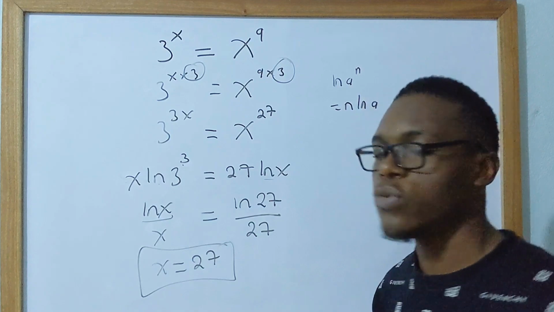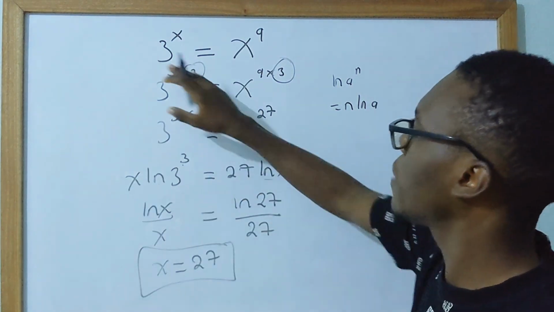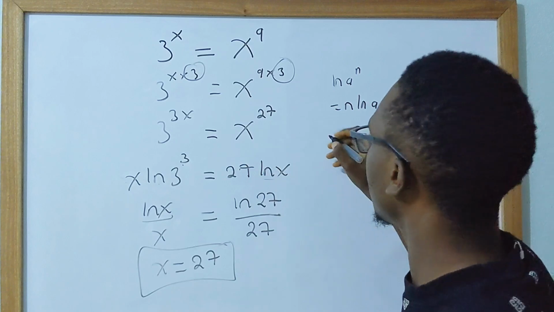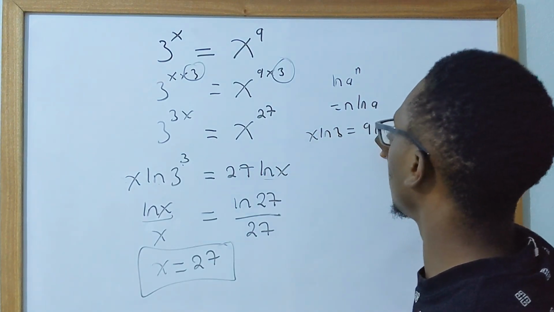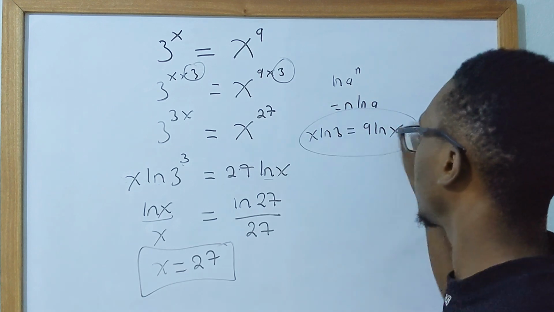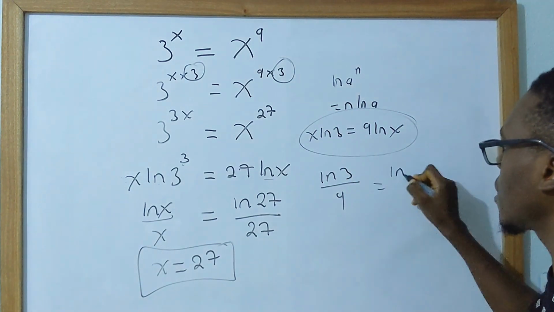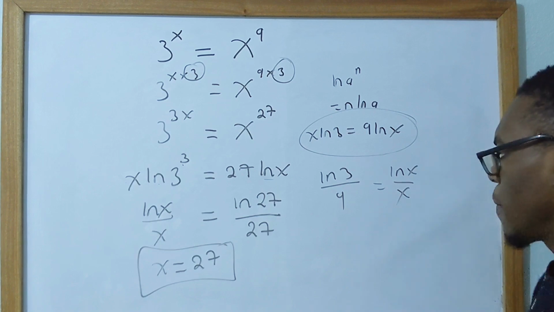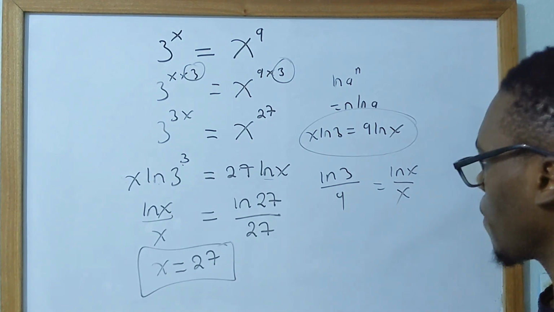I know there's a question you ask yourself. After analyzing this question, first of all, if you are given this question, you're not just going to jump and start doing x ln 3 is equal to 9 ln x. You're going to mess up at this point because you're going to have this all over 9 and ln x all over x.